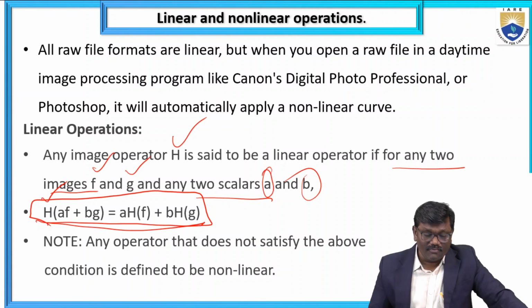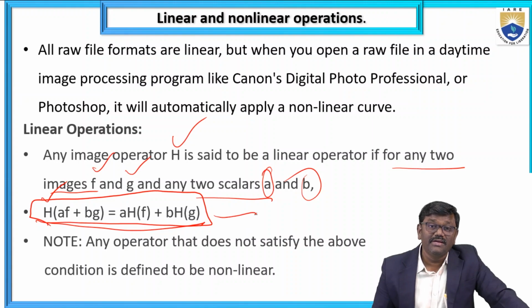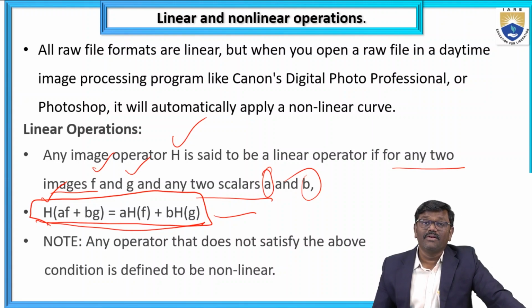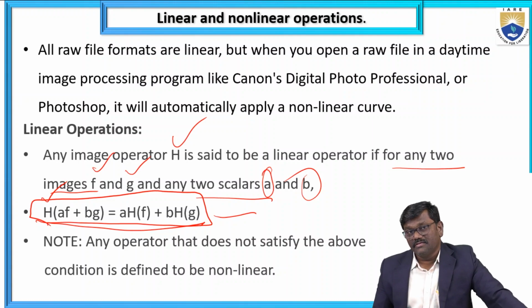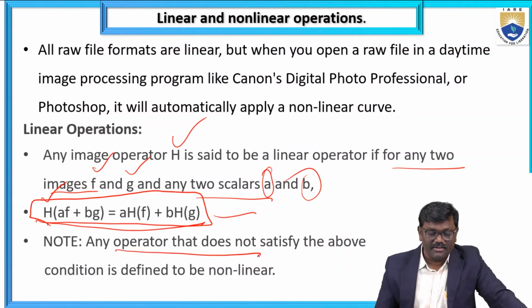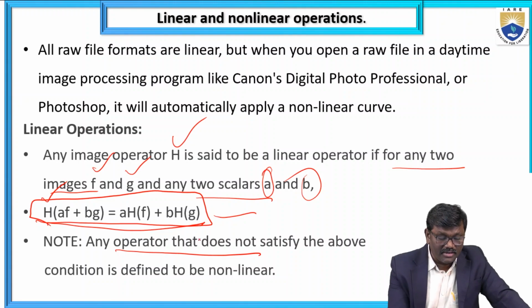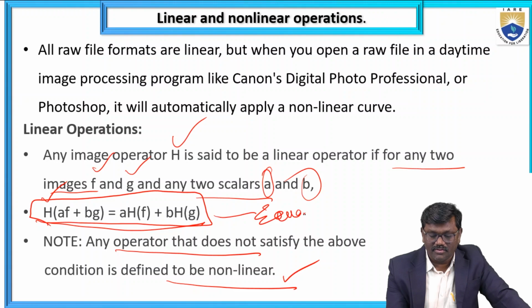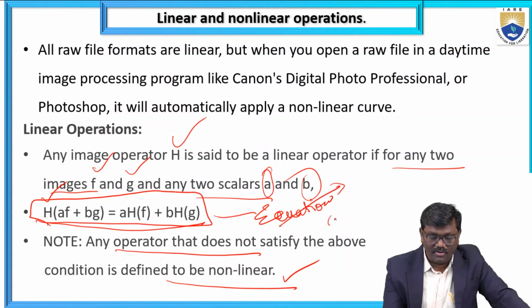What do you mean by linear? You are following this equation, in the sense that homogeneity will be there. Superposition and homogeneity are there in this equation. That means a linear operation is one which obeys the superposition and homogeneity principles of systems. Okay, so you have to understand that any operator that does not satisfy the above equation or condition is defined to be nonlinear. If the equation is not satisfied, we call it a nonlinear operator.